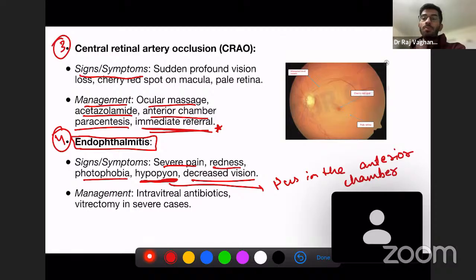Now, how do you manage this condition? By intravitreal antibiotics, or vitrectomy in severe cases. Either you can give intravitreal antibiotics or vitrectomy in severe cases.